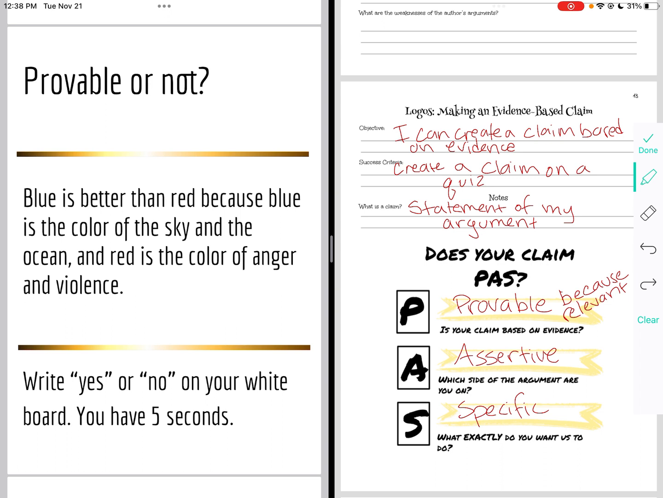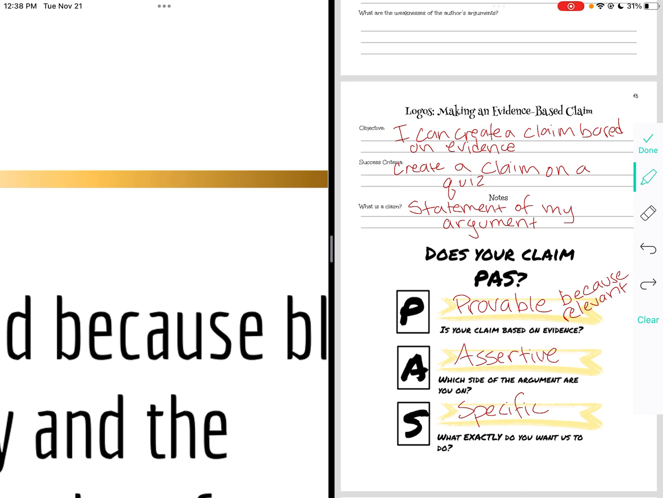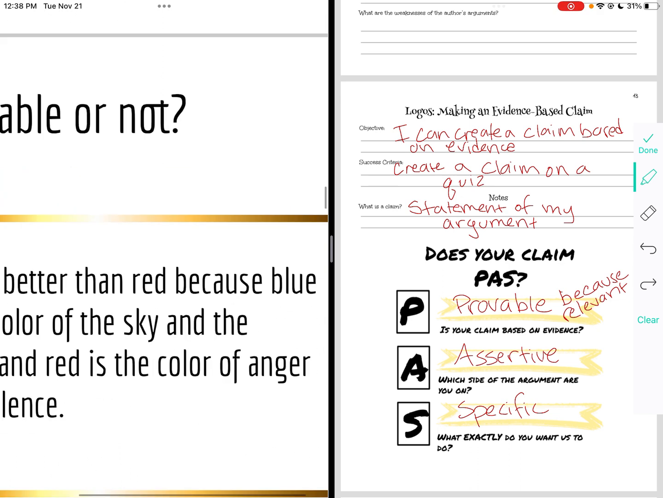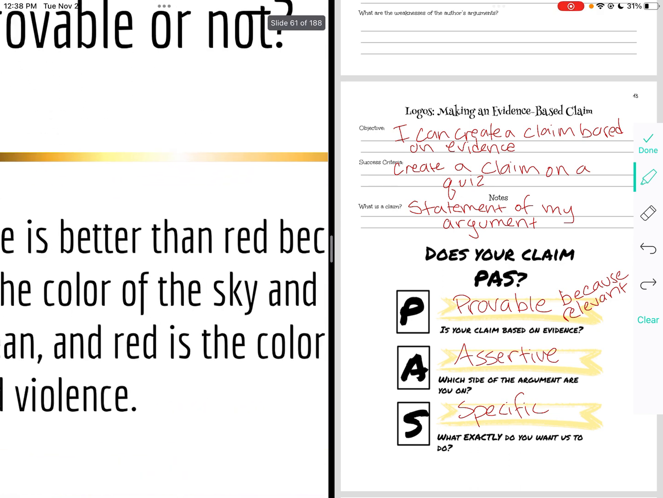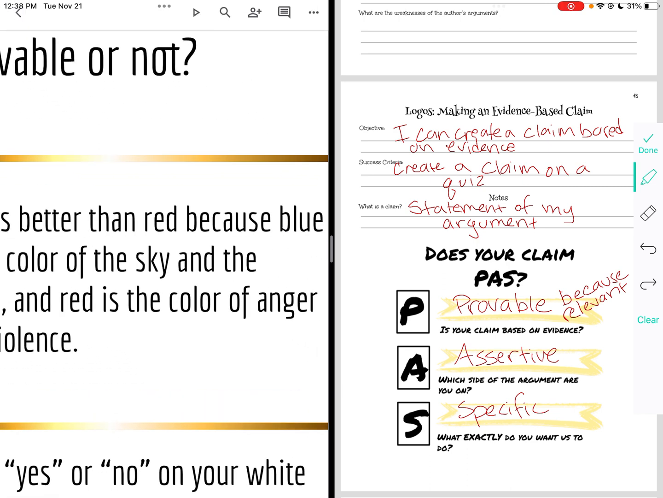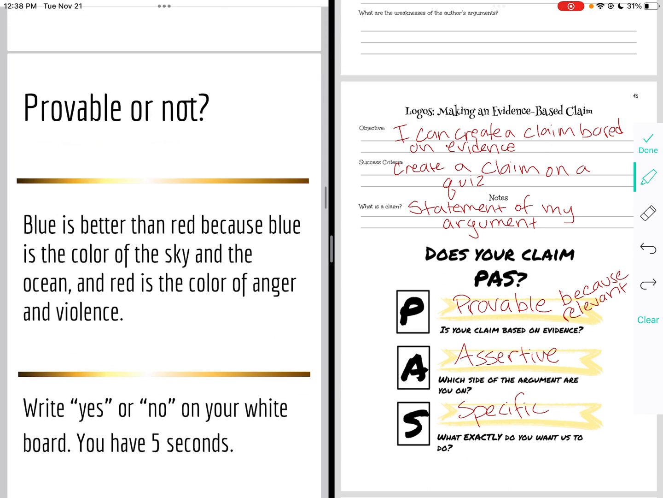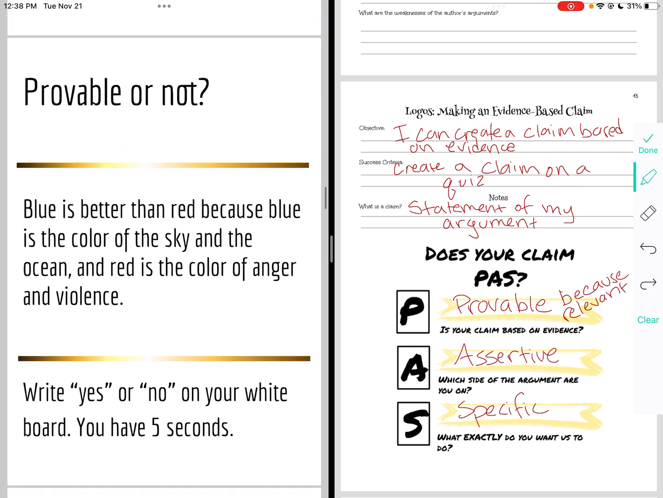So this one's a trick question because on one hand we have "because." So is it written as a provable claim? Yes, and it actually provides facts. The color of the sky and the ocean is indeed blue. Red is the color of anger and violence. It's often associated with those things because of the color of blood. However, this doesn't necessarily mean that one is better than the other.